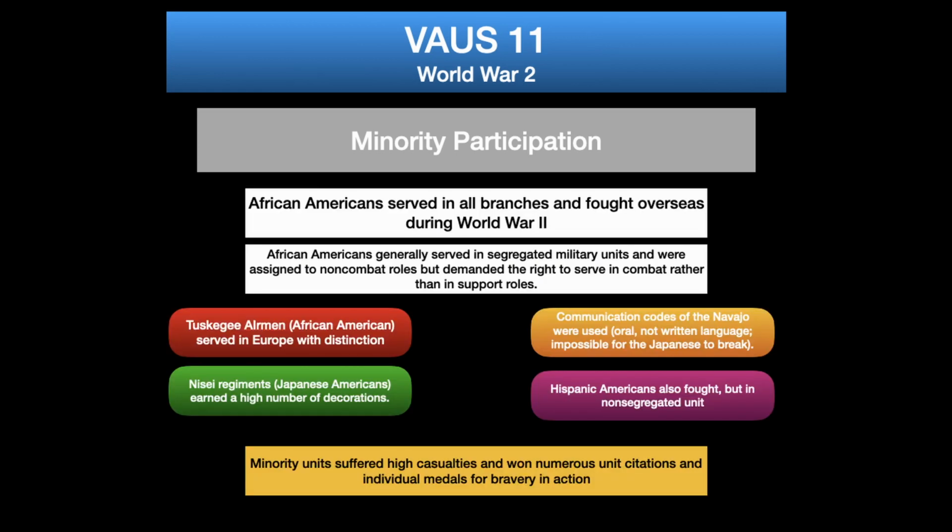Another segregated unit is called the Nisei Regiments. These are Japanese Americans who earned a high number of decorations. Another thing is we have the Navajo. These are American Indians or Native Americans. They were using their language, which was not written down. It's an oral language, and the Japanese could not break the code. So when you had two Navajos speaking to each other via radio, the Japanese could not determine what was being said. And finally, we have Hispanic Americans served, but they served in non-segregated units.